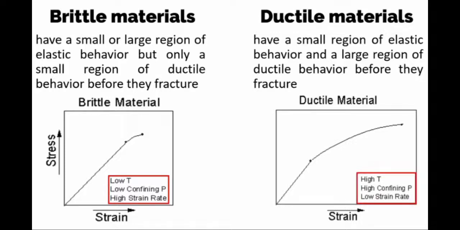Remember, high temperature, high confining pressure, and low rate of strain enhance the ductile behavior of rocks. Okay, take note that the composition of a material determines the point at which the brittle-ductile transition occurs. So it depends on the composition.